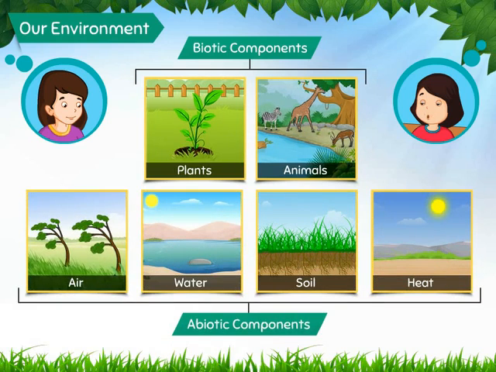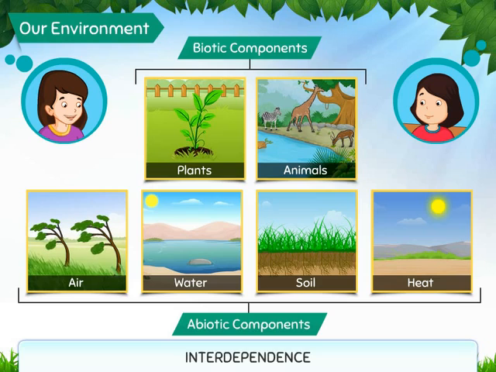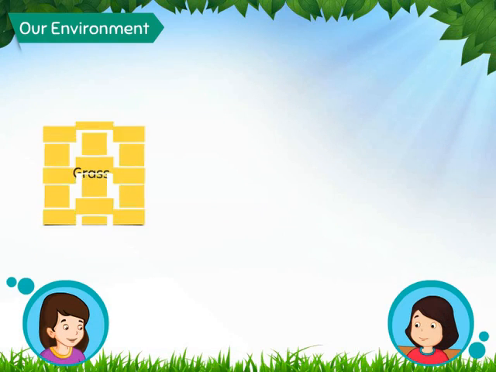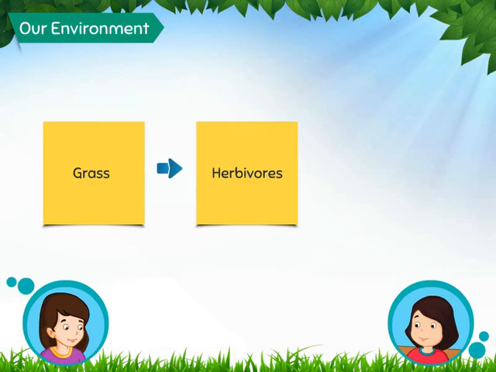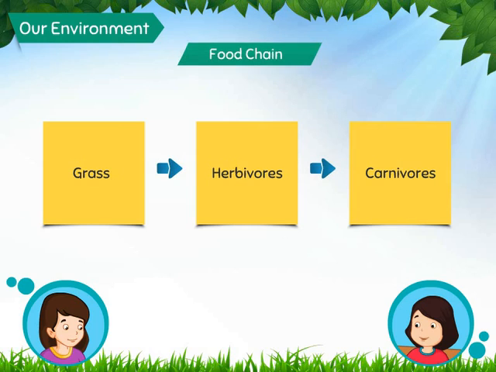So this means that both the components are dependent on one another? Yes, Lisa. This kind of dependence is called interdependence. In such interdependence, grass is eaten by herbivores, which in turn are eaten by carnivores. This pattern of eating and being eaten in nature is known as a food chain. Can you please give me an example of the food chain?